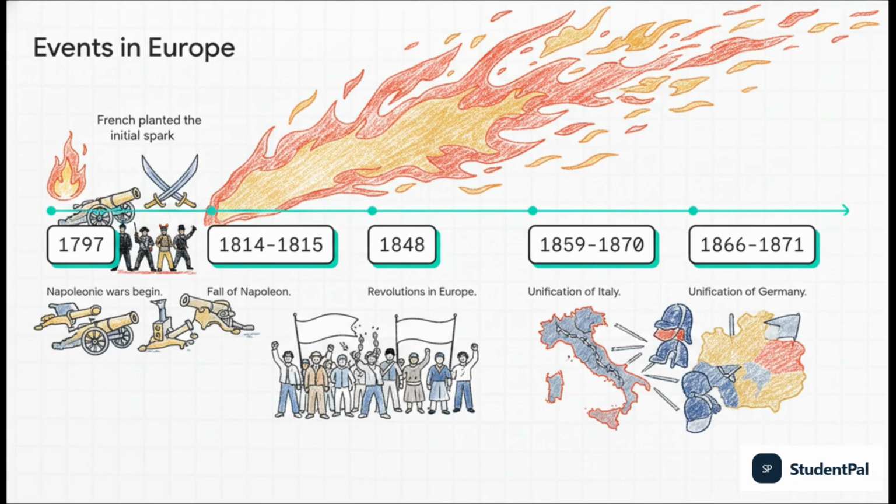While the French planted the initial spark, watch how incredibly fast this fire of nationalism spread. Napoleon invades Italy in 1797, kicking off massive wars. By 1814 and 15, Napoleon falls, which leads to the Vienna Peace Settlement. Then, boom, 1848 sees widespread revolutions across Europe driven by workers, peasants, and the middle class. And all of this directly culminates in the unification of Italy between 1859 and 1870 and the unification of Germany between 1866 and 1871.